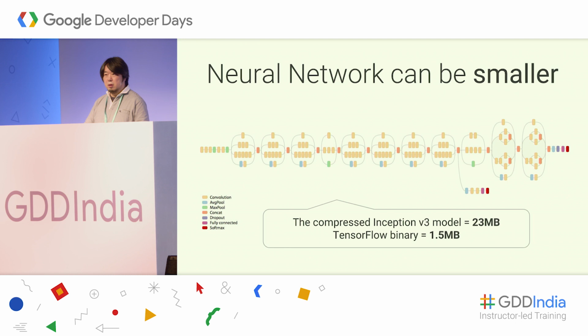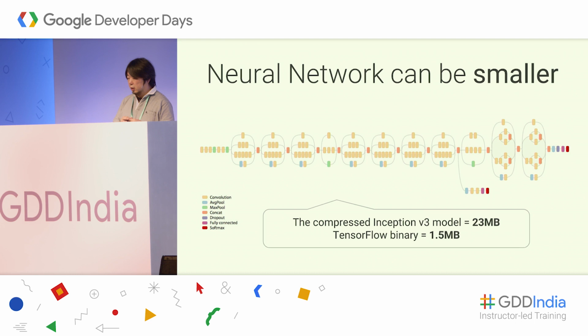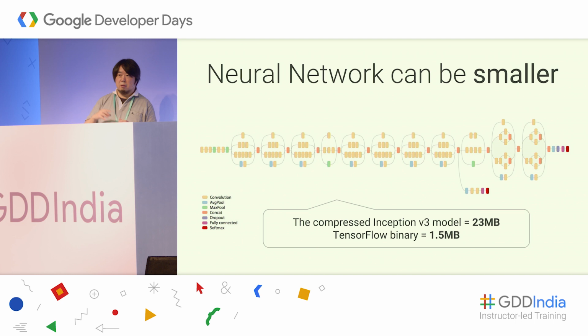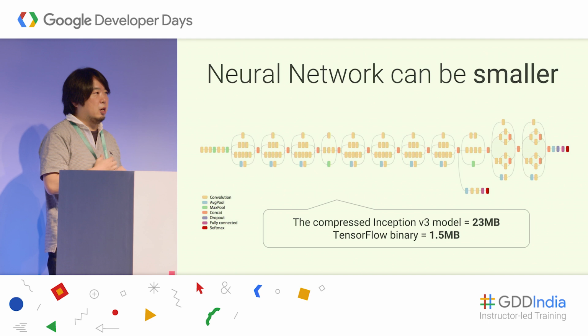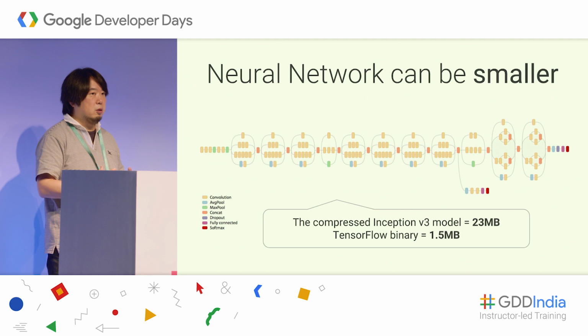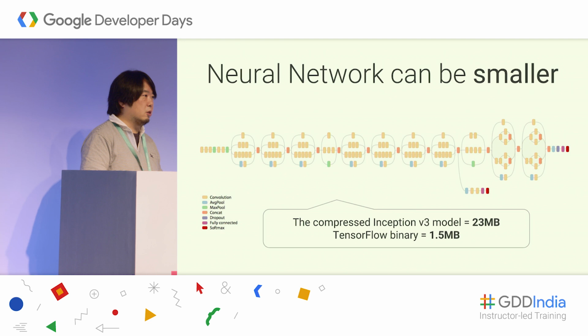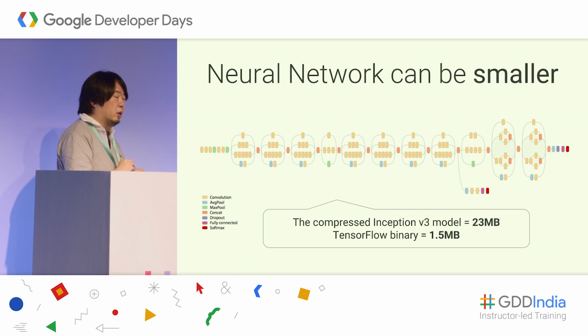So by applying all of those techniques, you can compress the model into a much smaller model. Now the compressed Inception version 3 model can be 23 megabytes for its weights and biases, and the binary can be 1.5 megabytes. And you can combine other techniques popular in the neural network area or academia, such as distillation, matrix factorization, or pruning. There have been so many different techniques to compress neural network models, so you can combine those well-known techniques with these techniques, so that you can have an even smaller model.